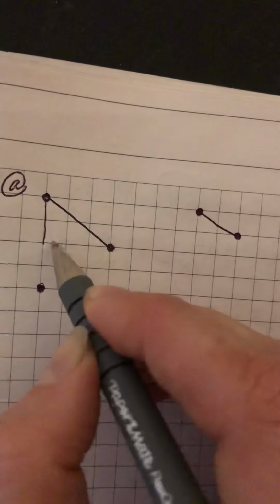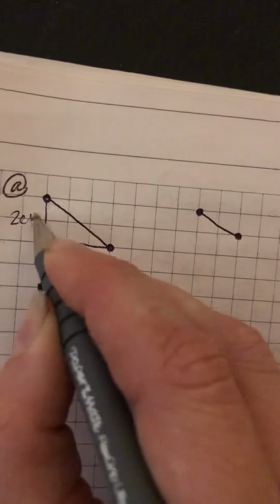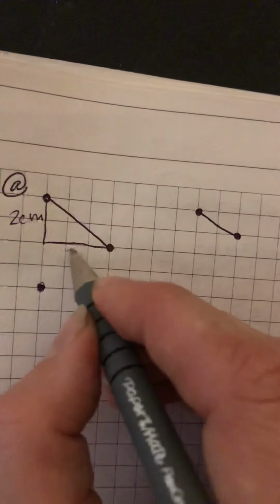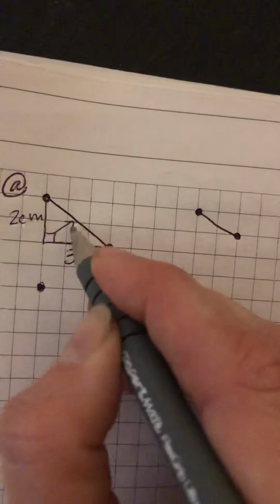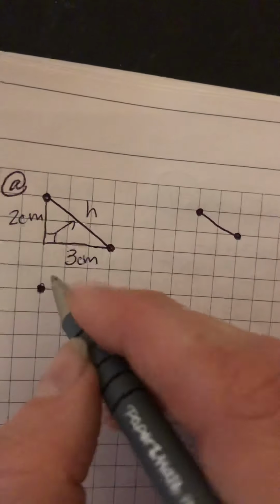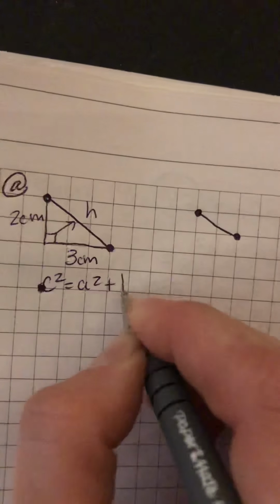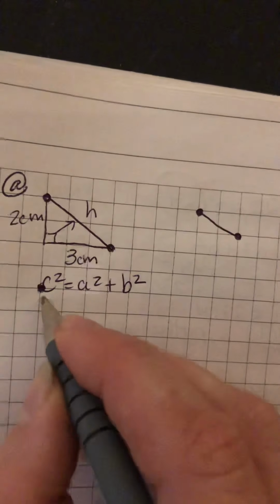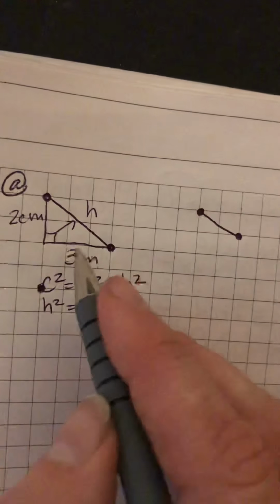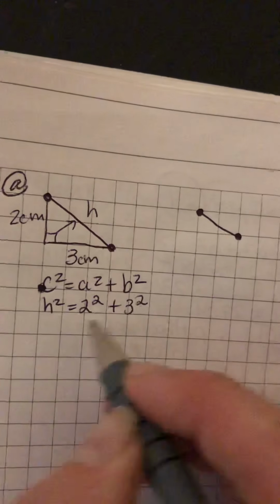So if we go down 2 and over 1, 2, 3, so this would be 2 centimeters because it's on a 1 centimeter grid, and this would be 3 centimeters. We are trying to find the hypotenuse. So all we have to do is plug it into type 1. C squared is h squared because we do not know that. And then 2 and 3 are the other side lengths.